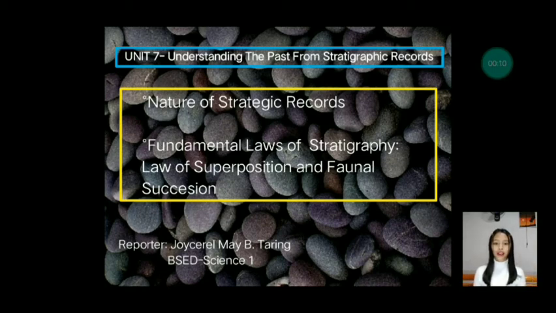Joycerel May B. Taring from BSED-Science 1, and today I'm going to discuss Unit 7, Understanding the Past from Stratigraphic Records: Nature of Stratigraphic Records, Fundamental Laws of Stratigraphy, Law of Superposition, and Faunal Succession.